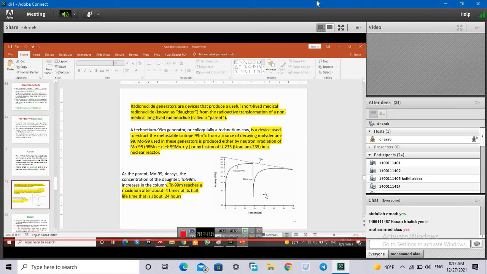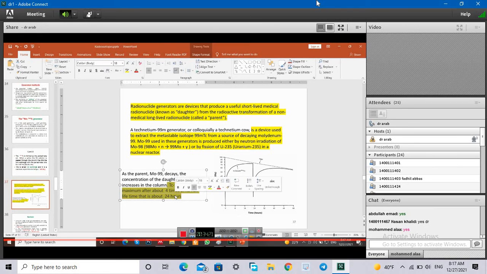As the parent molybdenum 99 decays, the concentration of the daughter technetium 99m increases in the generator. As far as you remember, I said the best time to milk the technetium 99m, or to reach the highest amount of technetium 99m, is about 4 times its half-life. And due to the half-life of technetium being about 6 hours, we can conclude that after about 24 hours we can reach the highest amount of technetium produced in the generator. Okay?